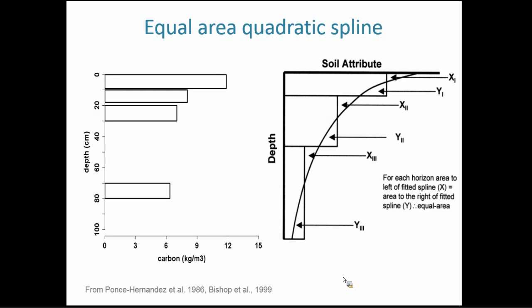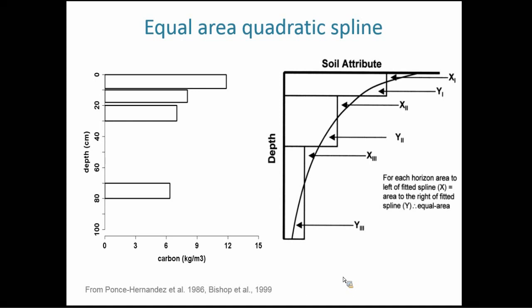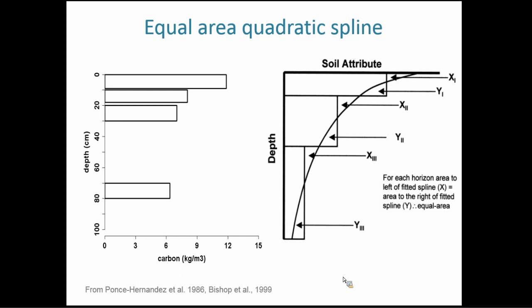So the mass of this depth is preserved the same for the second horizon as well as the third horizon. So what you cut off here, you gain, or the other way around. What you gain here, you cut off here, and what you gain here, you got it there. So this line, which is called spline, and it's an equal area spline, preserves the mass.